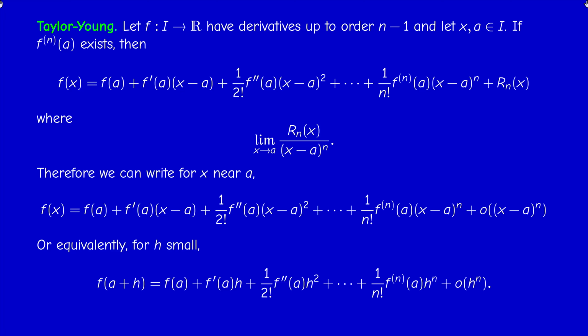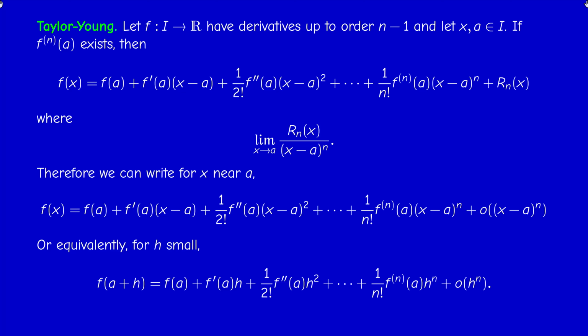So for h small enough, f of a plus h is f of a plus f prime of a times h plus 1 over 2 f double prime of a times h squared, plus and so on. The last term is 1 over n factorial times the nth derivative at a, which is just assumed to exist, times h to the n, plus a small o of h to the n. So the remainder is a small o of h to the n in this case. This is Taylor-Young. We proved that in Math 1106, using basically the L'Hopital rule.